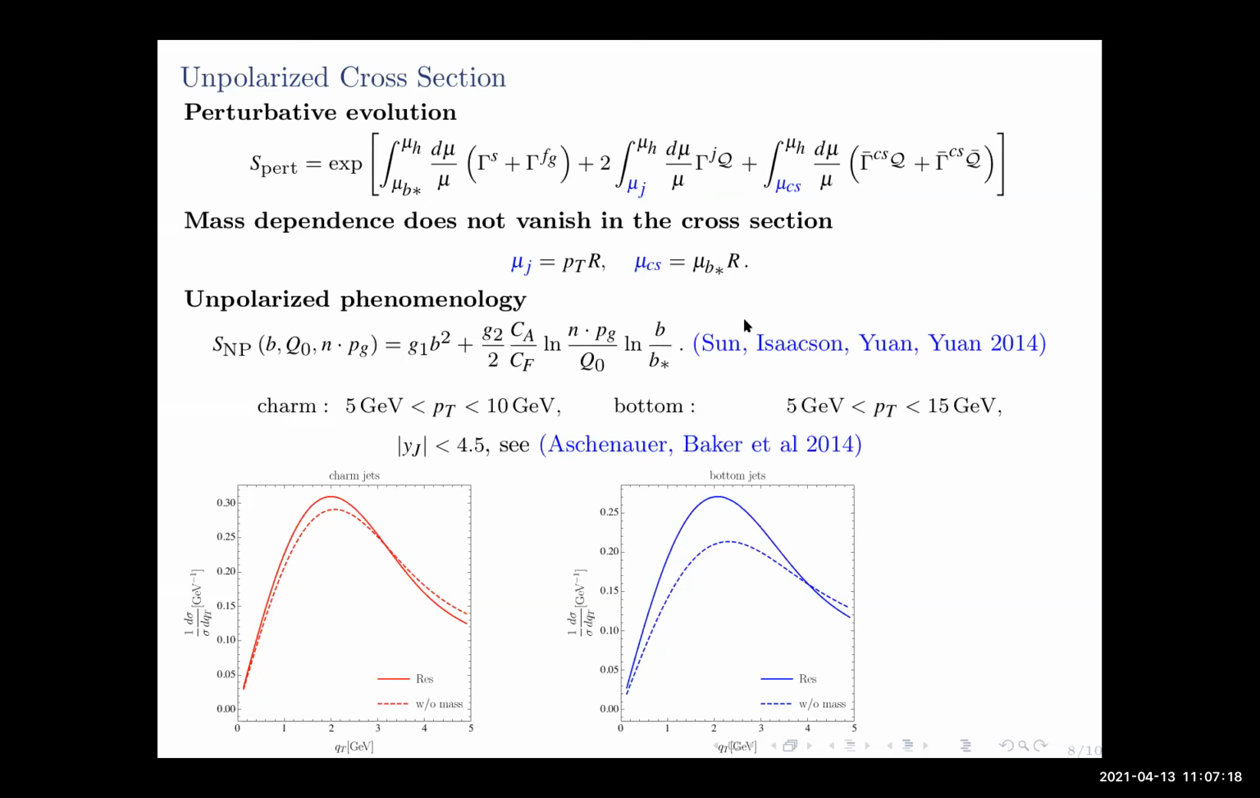So we do some phenomenology just to look at the size of the mass corrections for this process. We take the following parameterization, the following value for the PT and the following value for the absolute value of the rapidity of the jets. Here we're plotting our unpolarized asymmetry for the charm jets and the bottom jets. This is the normalized QT distribution. The solid line represents the case with the full mass dependence, whereas the dotted lines represent the case with no mass dependence. You can see small corrections for the charm jets versus relatively large corrections for the bottom jets, which is what you would expect.